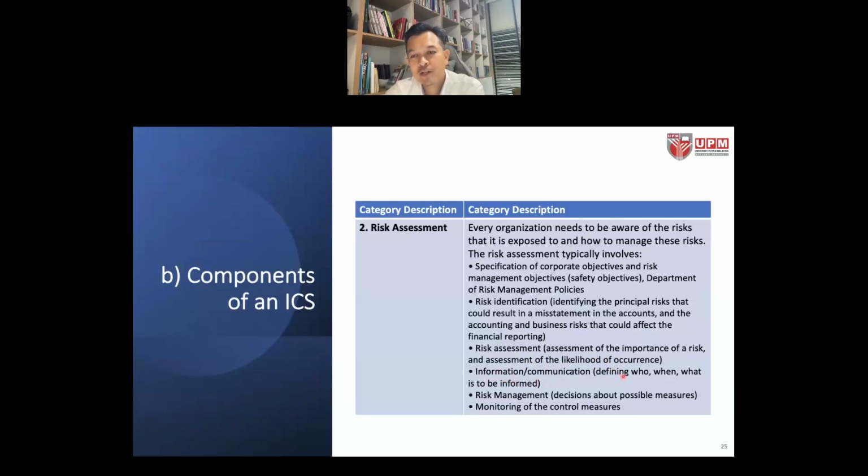Information or communication, defining who, when, what is to be informed. What you want to inform, who you want to communicate the information to, when it is going to happen, and what you want to inform. Risk management, decisions about possible measures, monitoring of the control measures. So this is the second category of components of an ICS.